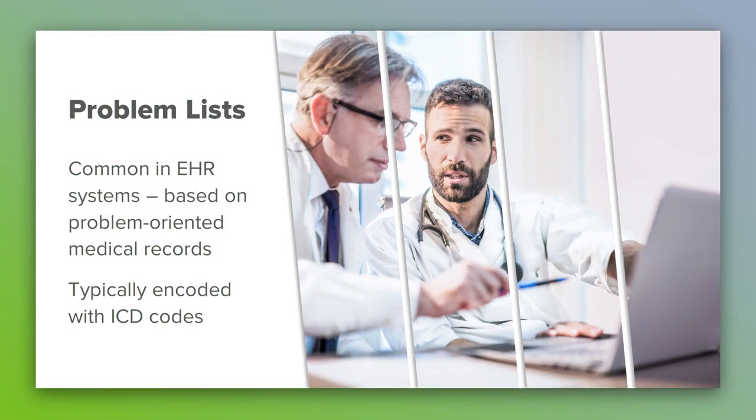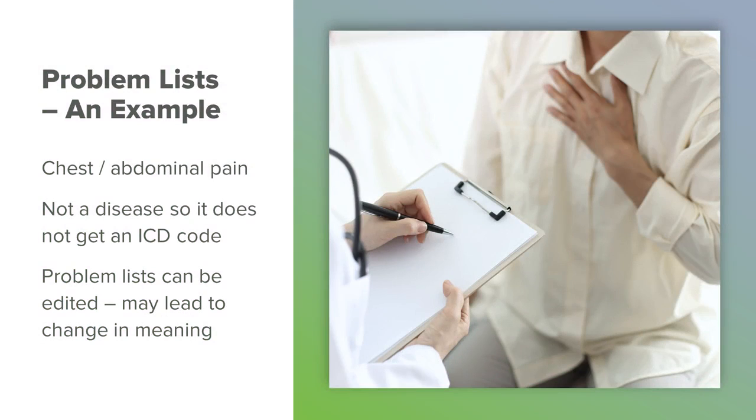Now let's review the important topic of problem lists. Problem lists in electronic health record systems are common, and these are often based on the problem-oriented medical record advocated by Larry Weed. These are typically encoded with ICD codes. It won't have all the clinical problems we might see in routine care. For example, chest pain and abdominal pain. If it's not a disease, you won't generally see it in ICD, so you won't be able to express these concepts well in a problem list and have it encoded reliably.